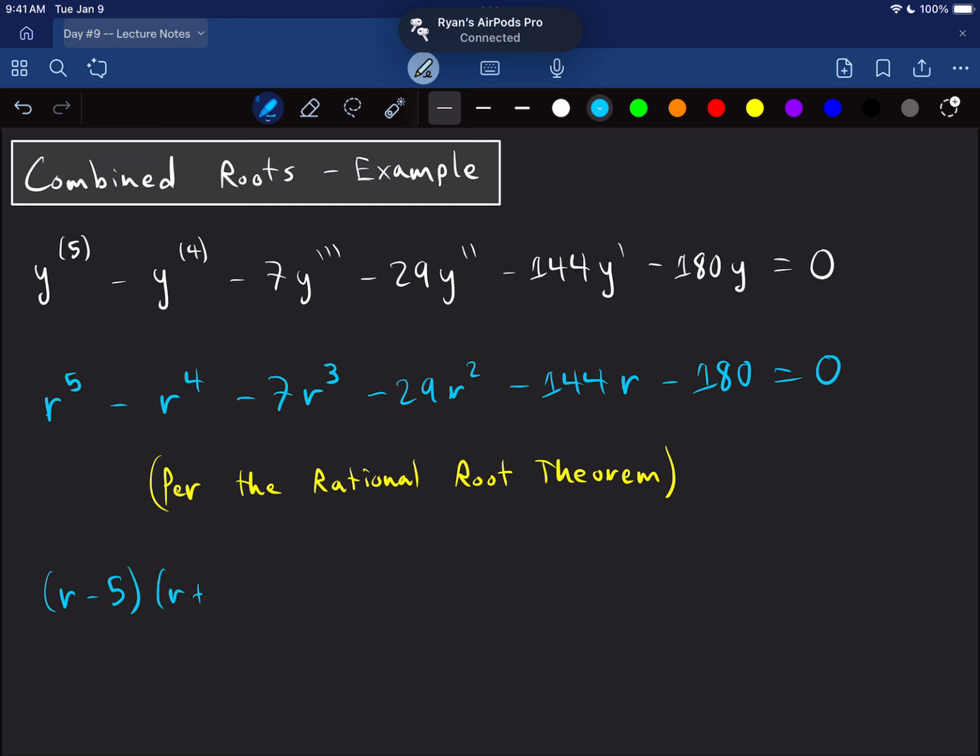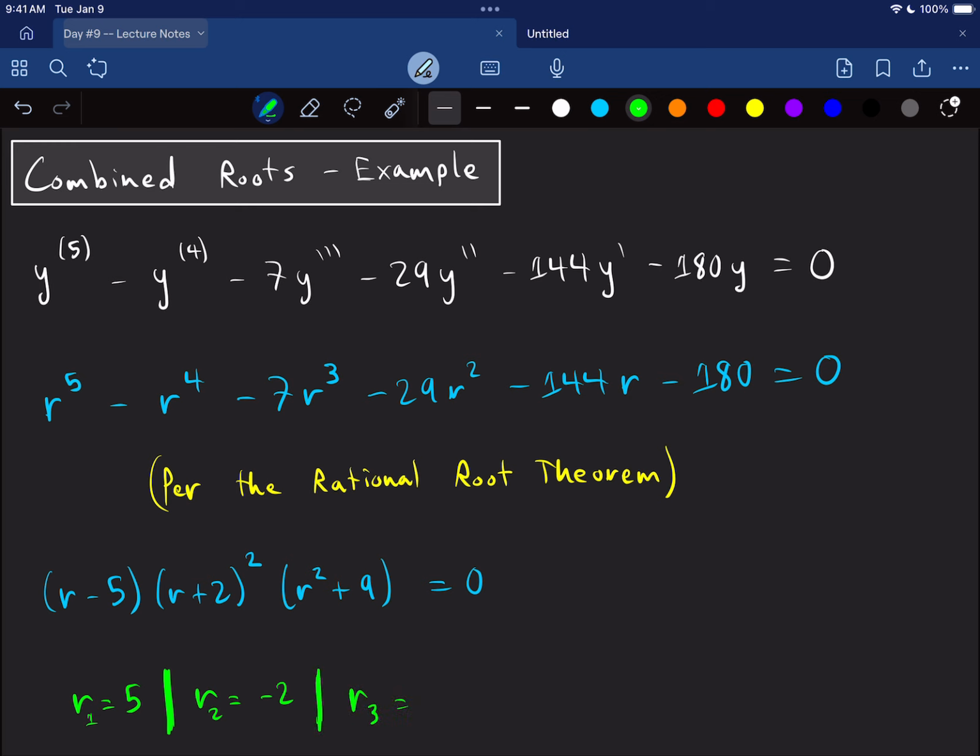this factoring all the way down to this. And this is where you could look at this and go, okay, I have values of r. I have r equals 5, r equals -2. Here, let's say r1, r2, r3 equals 3i, and then r4 is -3i. I have all of these, they're all mixed together.